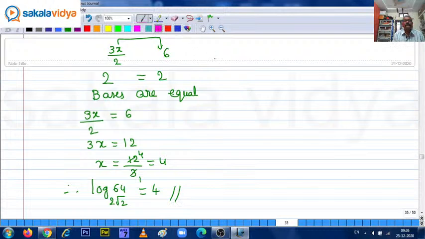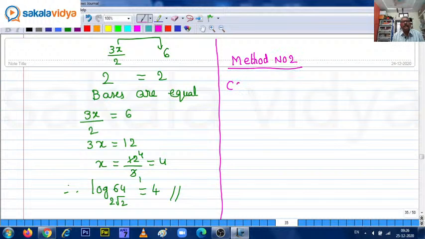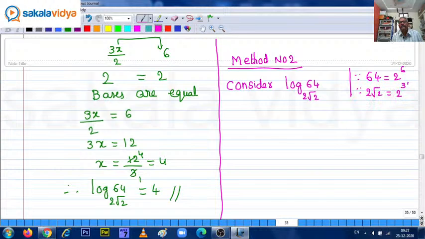Next, second method. Method number 2. So consider log 64 to the base 2 root 2. See, this 64 can be written as 2 raised to 6, whereas this 2 root 2 can be written as 2 raised to 3 by 2. This we can write as log of 2 raised to 6, to the base 2 to the power of 3 by 2.